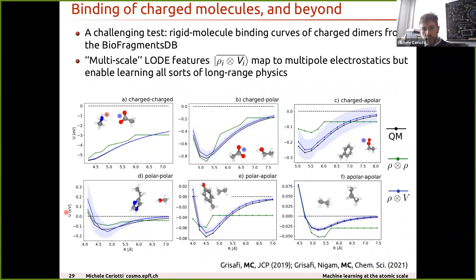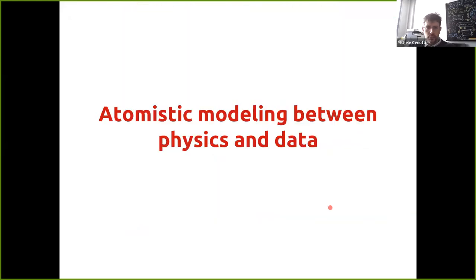And so you can try this idea on charged interactions, and it works beautifully because we are incorporating exactly 1 over R asymptotics. So the model extrapolates very nicely to the asymptotic dissociated regime. But what is also very interesting is that for different kinds of interactions that are not necessarily point charge electrostatics, the machine learning model is sufficiently flexible to also learn these different asymptotic behaviors, and can even learn the interactions between apolar residues.